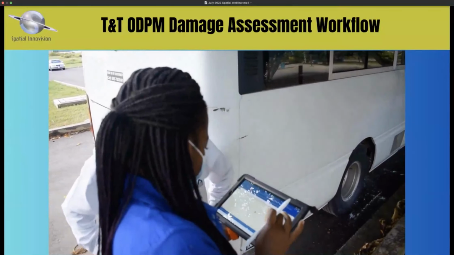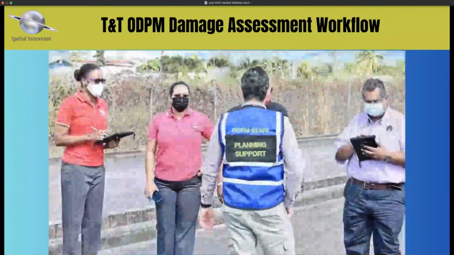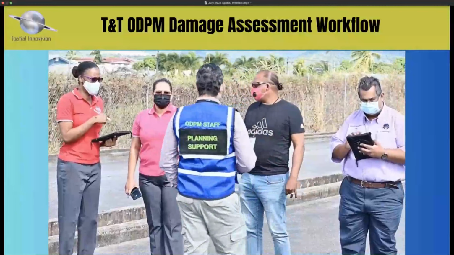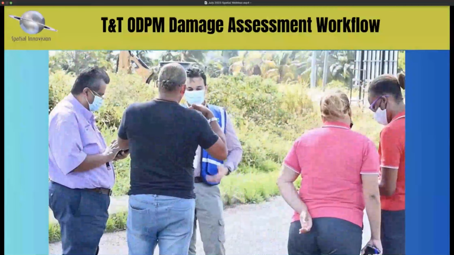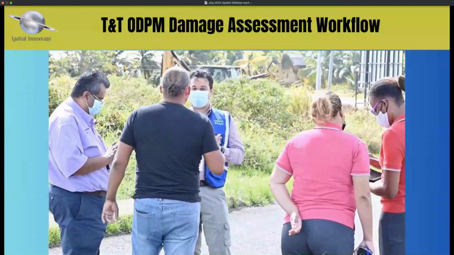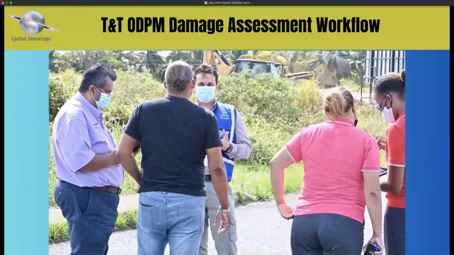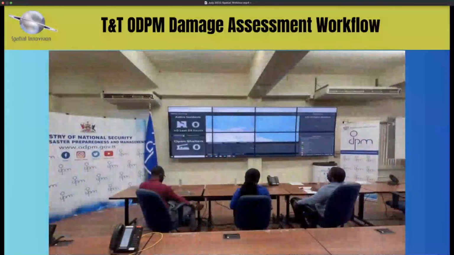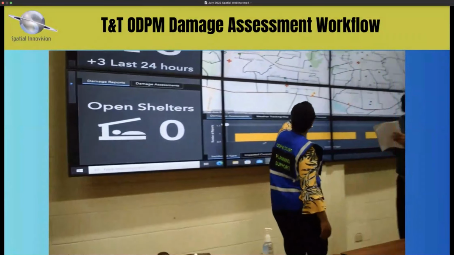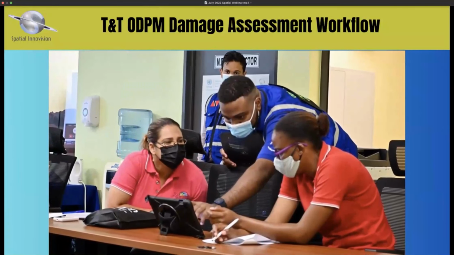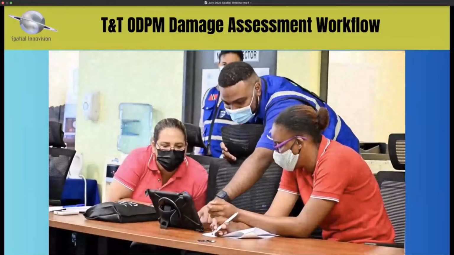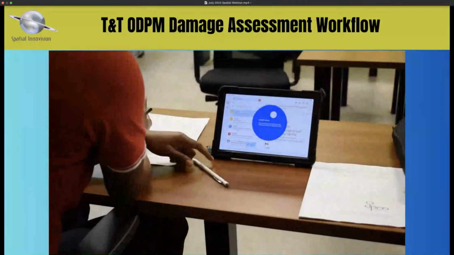Survey123 was used to collect data, while QuickCapture was employed to gather real-time incident data swiftly. Field Maps was also utilized to enhance the accuracy and completeness of the data collected. All the valuable information collected was consolidated and presented through multiple displays using ArcGIS Dashboards.